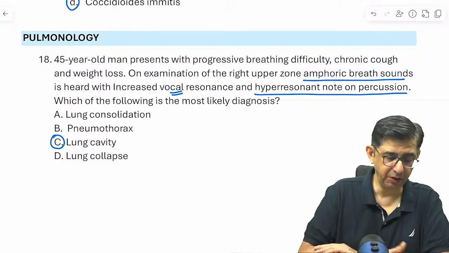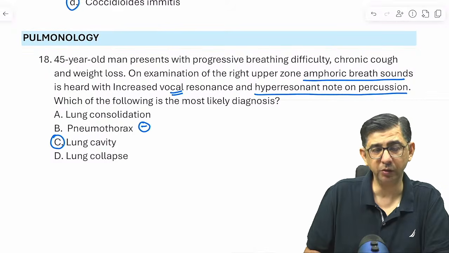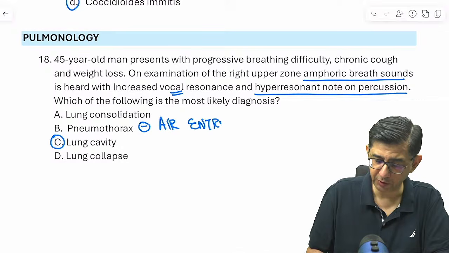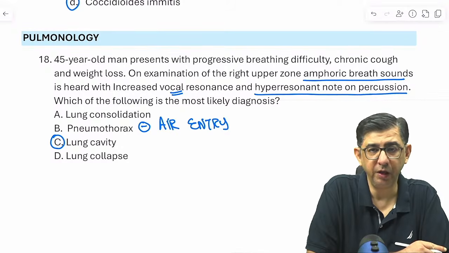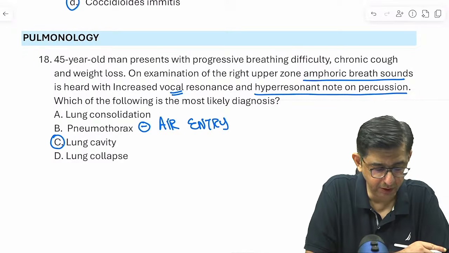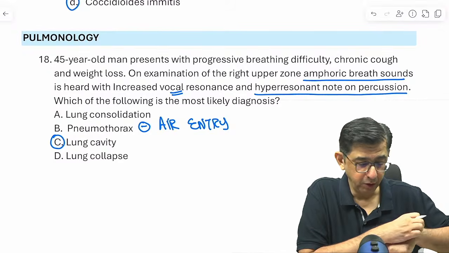Pneumothorax, which initially came up, will be having decreased breath sounds. If I say the word absent air entry or absent breath sounds, then it makes sense. But here it is amphoric breath sounds that is making it easy for you to answer. This is option number C, that is the lung cavity. So fairly simple here. Okay, somebody said increased vocal resonance.